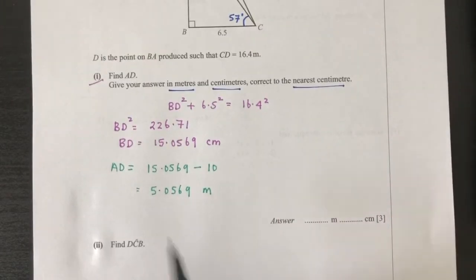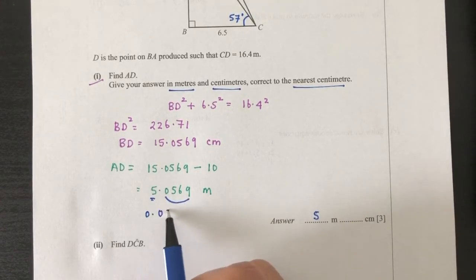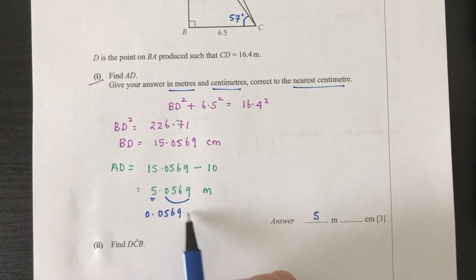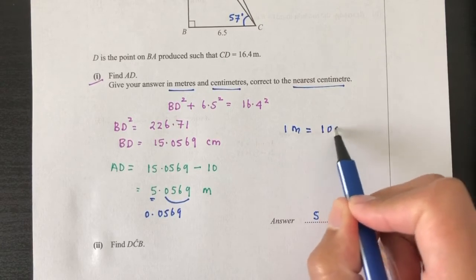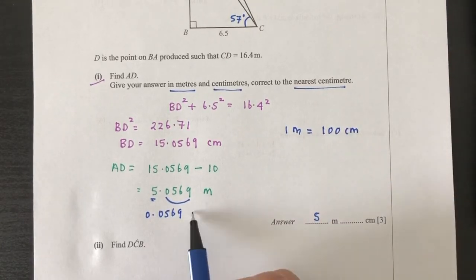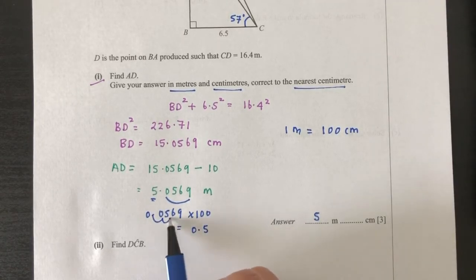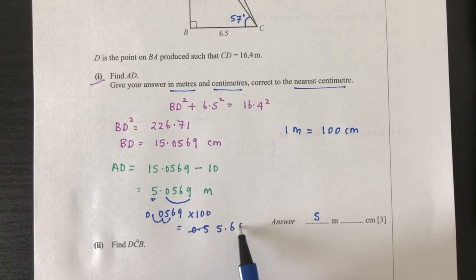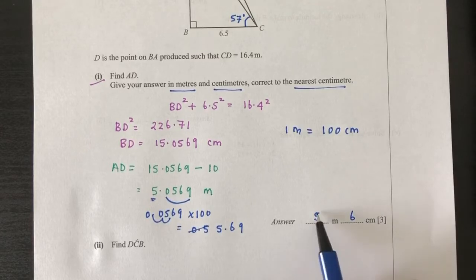So this is 5 meters, and what is this in terms of centimeters? 0.0569. Let's convert this to centimeters. We know that 1 meter is equal to 100 centimeters. So this times 100 will give you 5.69. Nearest centimeter, that will become 6 centimeters. So your answer is 5 meters and 6 centimeters.